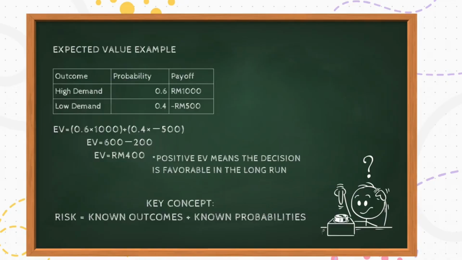First, 0.6 multiplied by 1000 equals 600. 0.4 multiplied by negative 500 equals negative 200. Then we add both values. 600 minus 200 equals 400 ringgit. Therefore, the expected value is 400 ringgit. This means that on average, the decision is expected to generate a profit of 400 ringgit in the long run. Because the EV is positive, the decision is considered favorable.